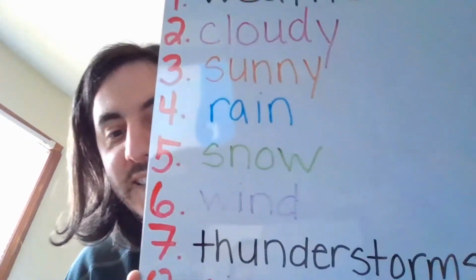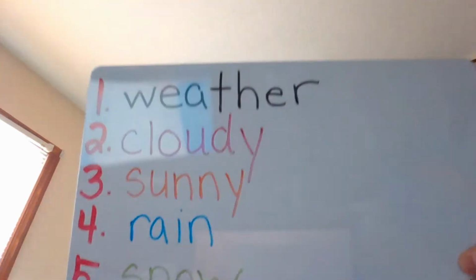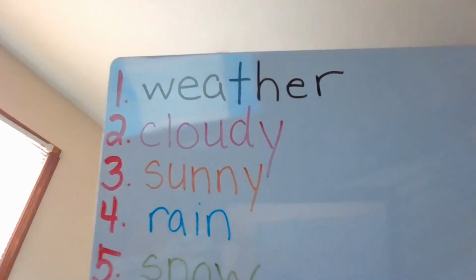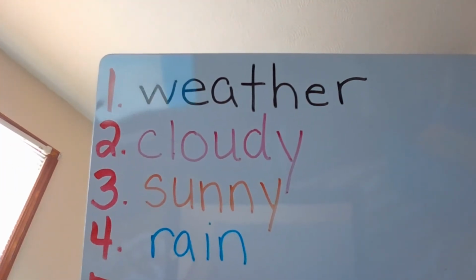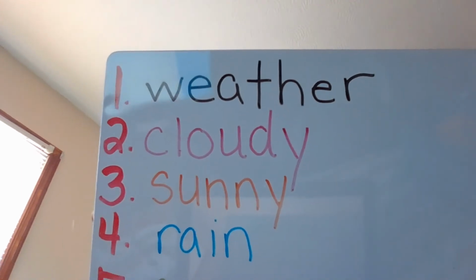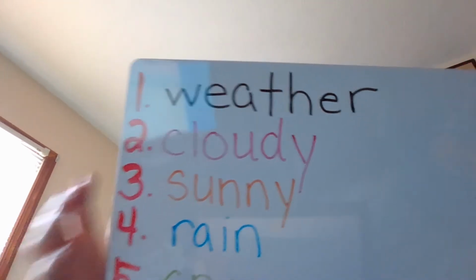So let's review the words we learned today. I'm going to cut out the photo. You're just going to see these words. So, weather. Weather is what happens in the Earth's atmosphere on any given day.